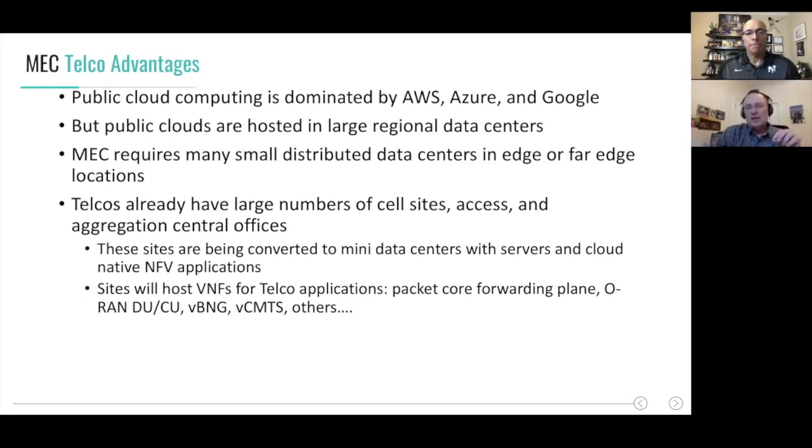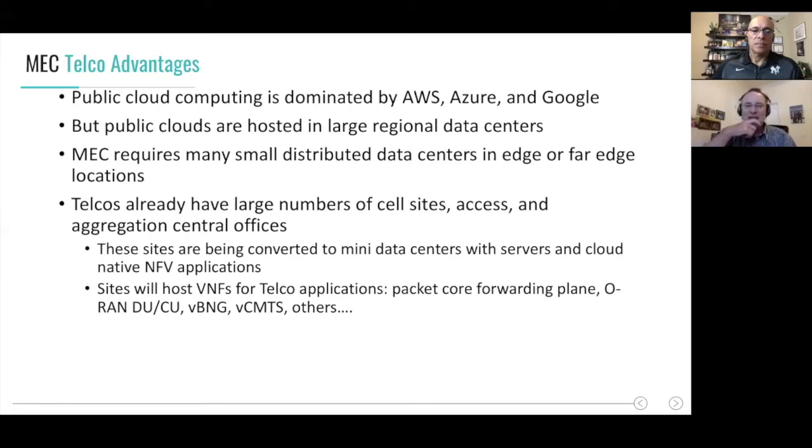Yeah, so let's look for a second at what the telco advantages are in edge computing and MEC. If we look at public cloud computing, it's really dominated by the big three, AWS, Azure, and Google. I think service providers and telcos have tried to get into that space, but it's quite difficult for them to compete. Now, one thing we should note about the current public cloud is that it's really based on very large national and regional data centers. With MEC and edge computing, it's really different, because now we have this distributed model.